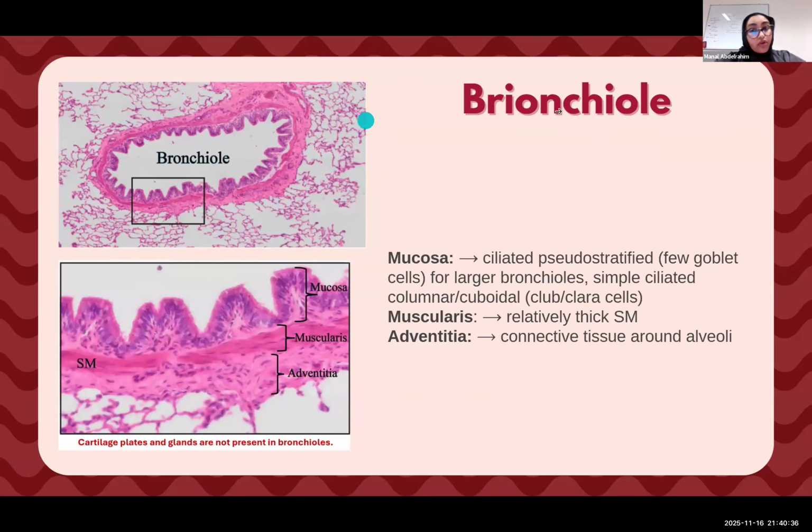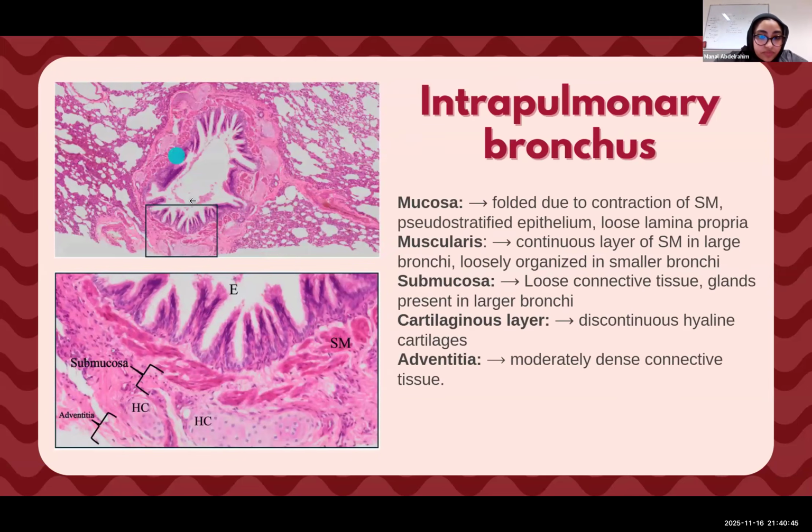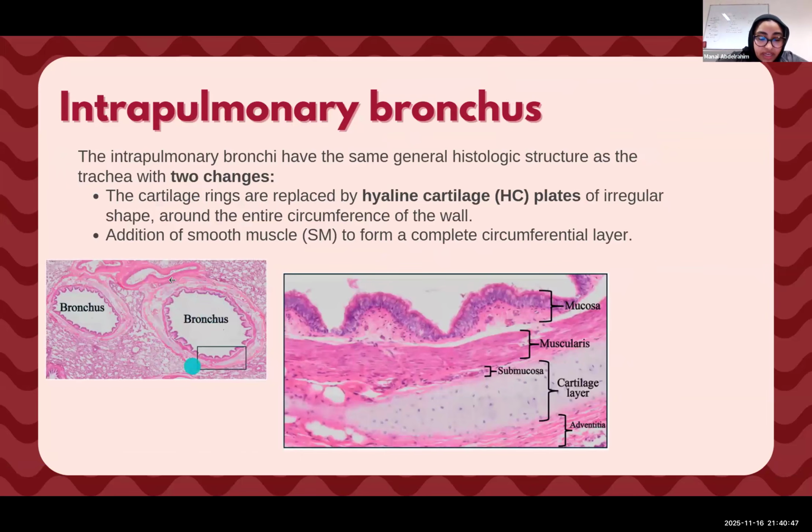Now, as we go down, it becomes a bronchiole. Now, the bronchiole does not have cartilage. This is the main distinction between the two. So, they're going to show you something like this, or maybe like this. And they look the same. If you just look at it quickly, they look the same.